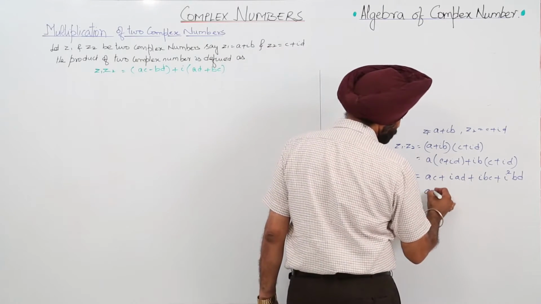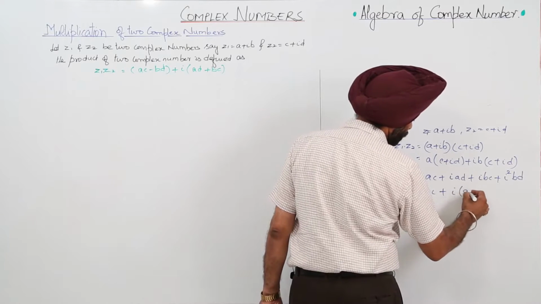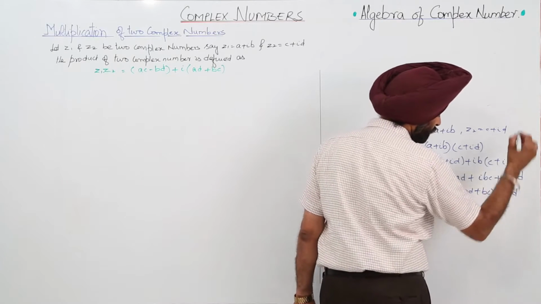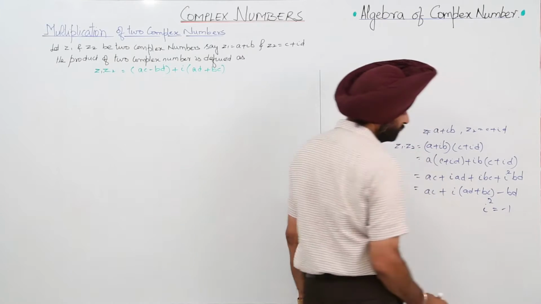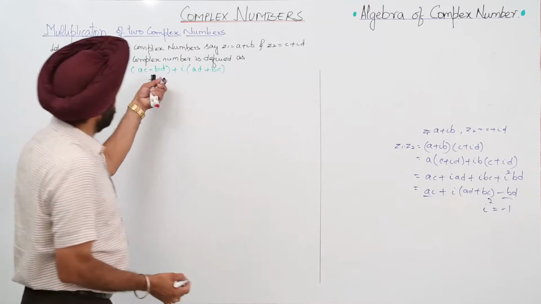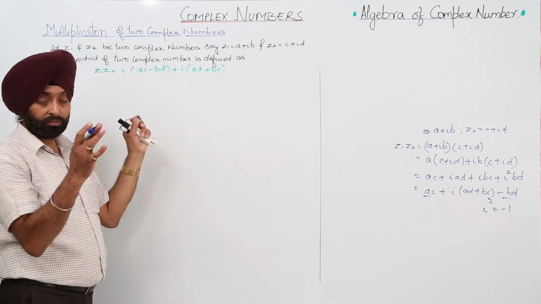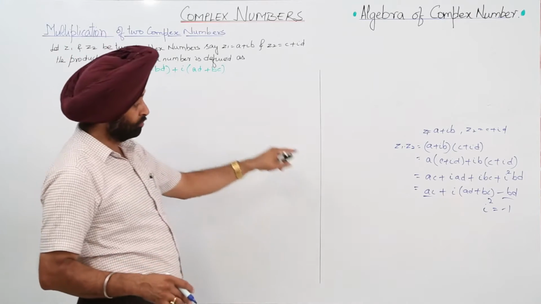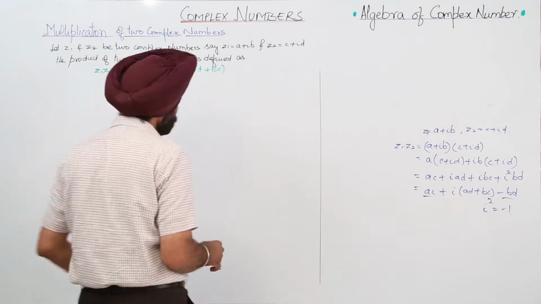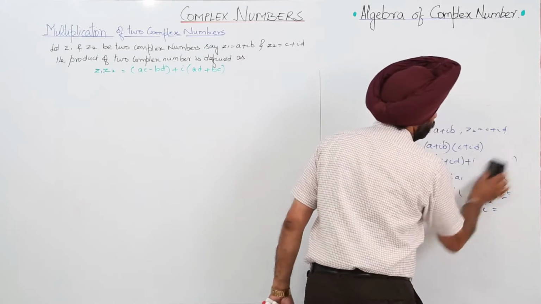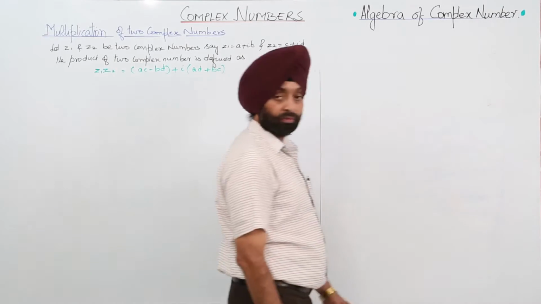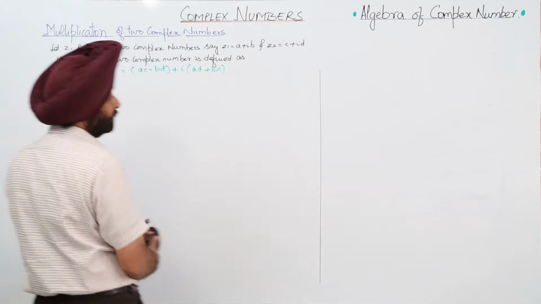Now we are having AC plus iota common, AD plus BC, and negative of BD. Now why negative? Because iota square is negative of 1. So basically we are having AC minus BD, that's what I have written here, which is real, and iota with AD plus BC, this is imaginary. Is it clear? So for multiplication, we have to proceed like this. You can directly opt it for the multiplication part.